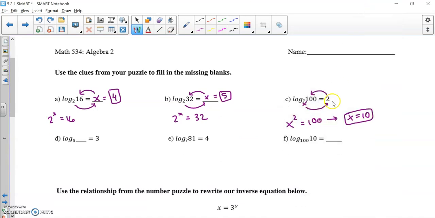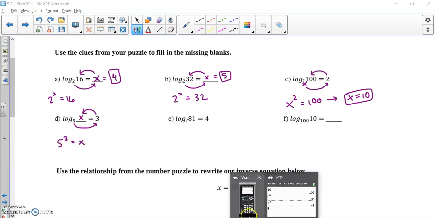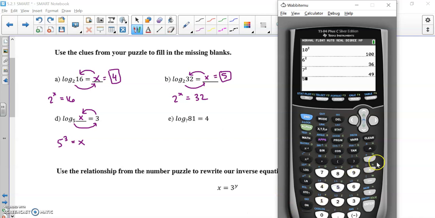Okay, for this one, our x is in this spot now. So again, the process is the same. 5 to the third power equals x. This one's pretty easy because we don't actually have to play any games here. This is just something we could type in our calculator. You should get an answer of 125.